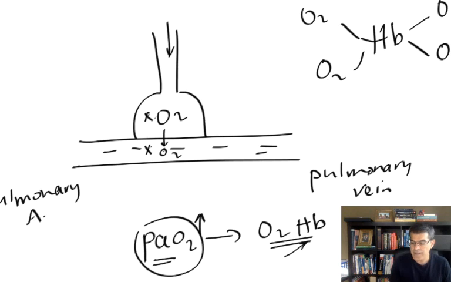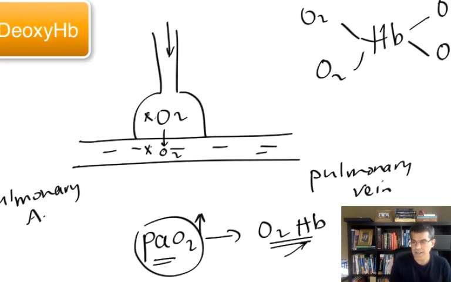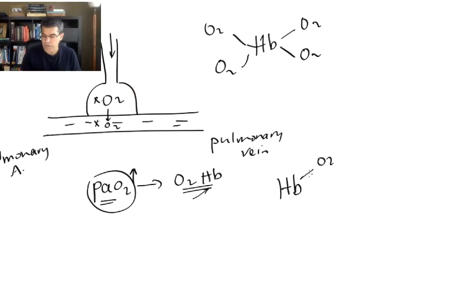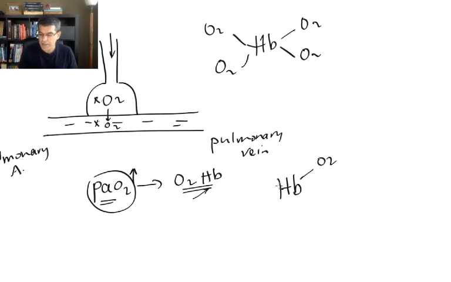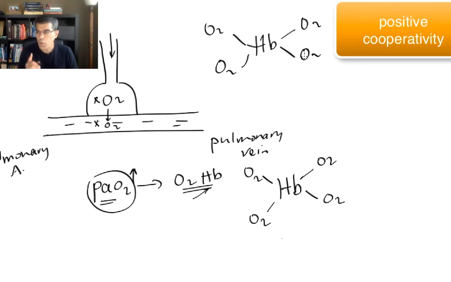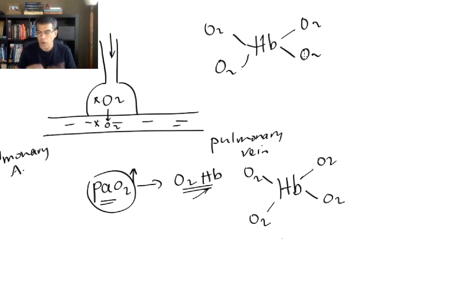If hemoglobin doesn't have oxygen, it's called deoxyhemoglobin. When one oxygen is attached to the hemoglobin, the affinity of hemoglobin increases for the second oxygen. Hemoglobin is going to say, okay, give me the other oxygen. When the second oxygen sits here, the affinity is going to increase even higher for the third one. And when the third one attaches, the affinity is going to go very high and attach the fourth one. This is called positive cooperativity. They cooperate with each other and increase the affinity of oxygen for hemoglobin.